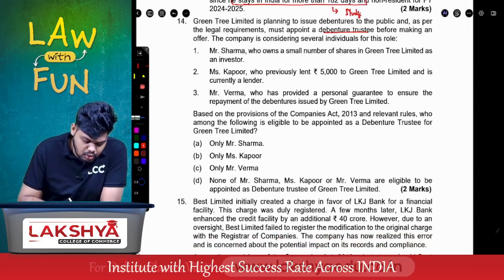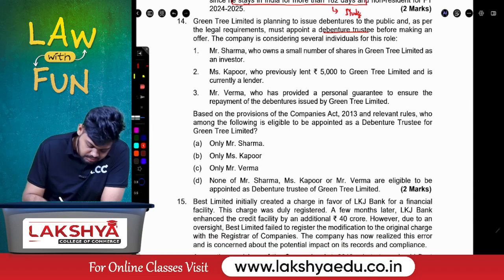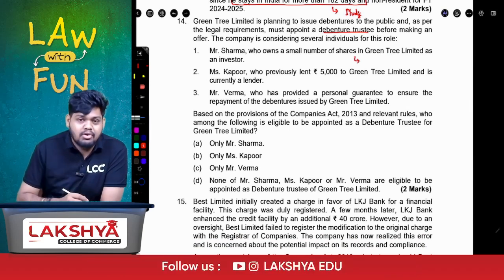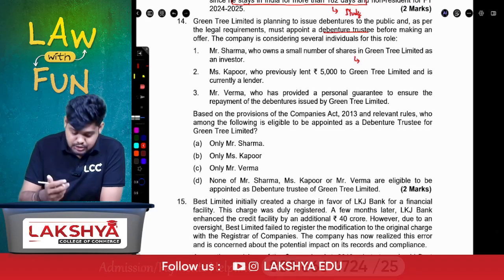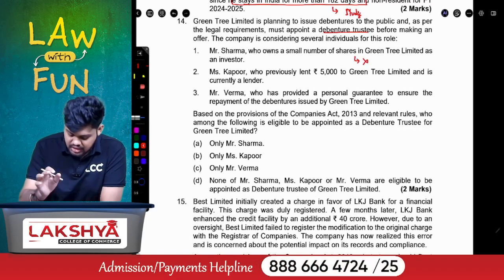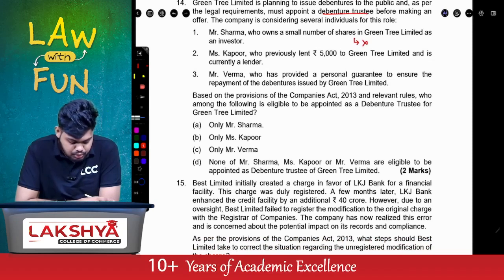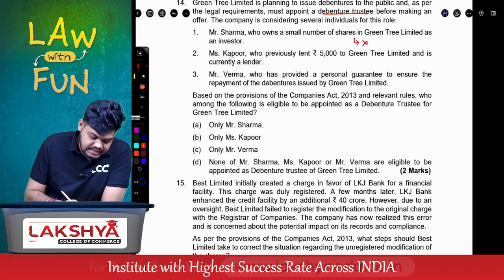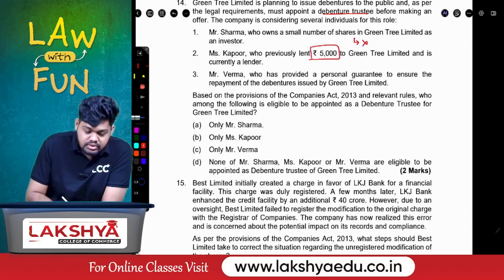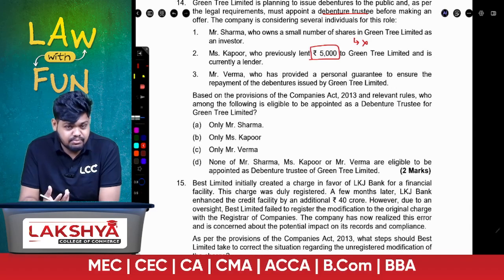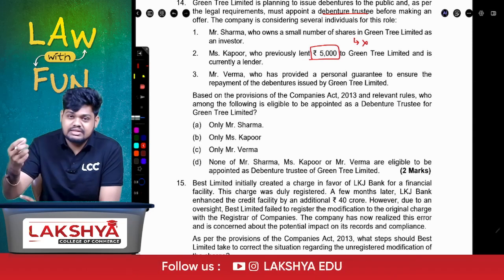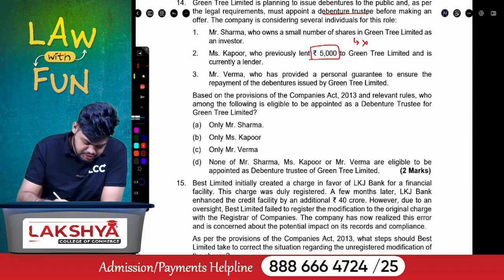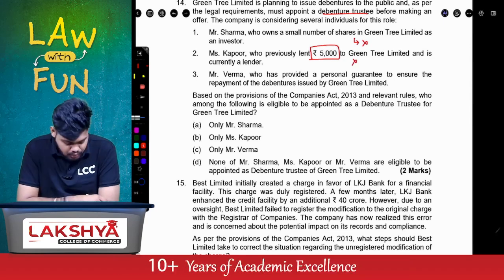Mr. Sharma, who owns a small number of shares, a person who beneficially holds any shares in the company, is not allowed to be appointed as a debenture trustee. The second disqualification we have learned. So this person is not allowed to be appointed. Second case, Ms. Kapoor, who previously lent 5,000 to Green Tree Limited and is currently a lender, a person who has been indebted to the company or the group companies, including the subsidiary of the holding company, is not allowed to be acting as a debenture trustee. So Ms. Kapoor is also not allowed to be appointed.